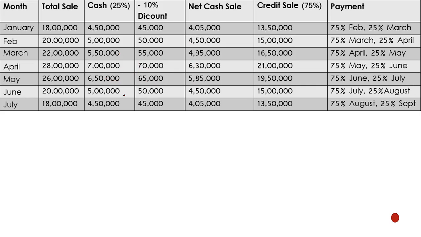10% of 5 lakh is equal to 50,000. So 5 lakh minus 50,000 is equal to 4 lakh 50,000. 10% of 4 lakh 50,000 is equal to 45,000. So 4 lakh 50,000 minus 45,000 is equal to 4 lakh 5,000. So this is our net cash sale.